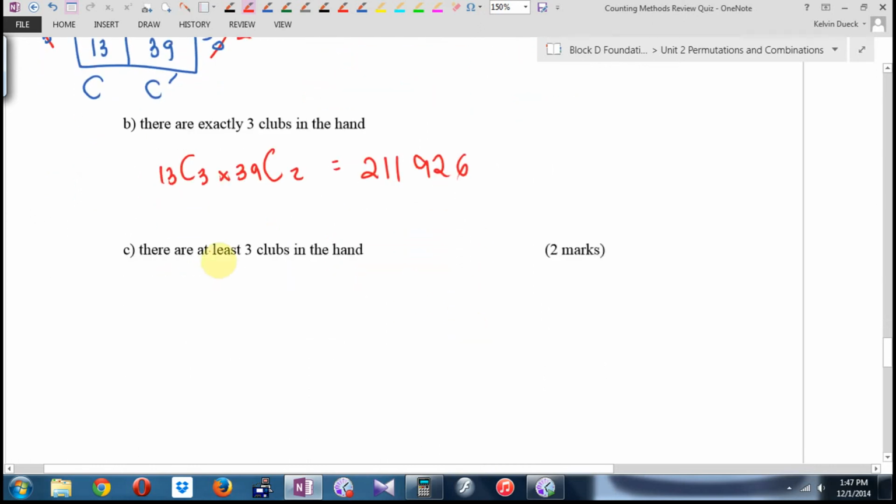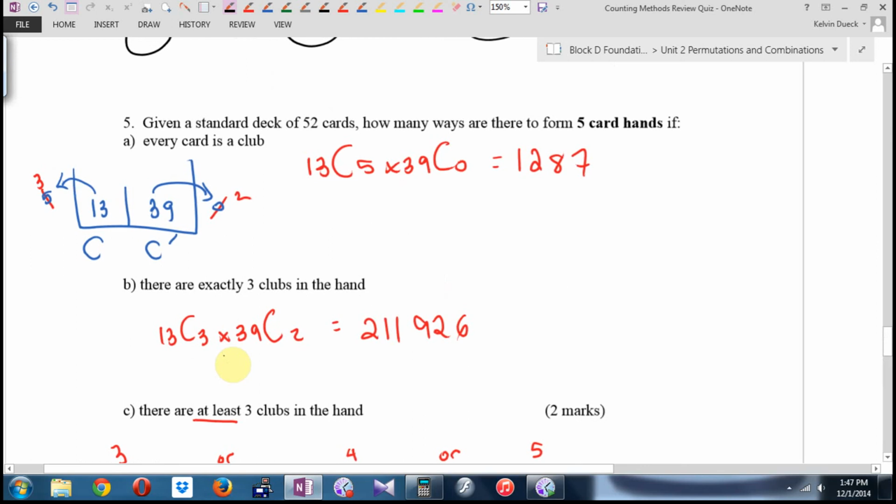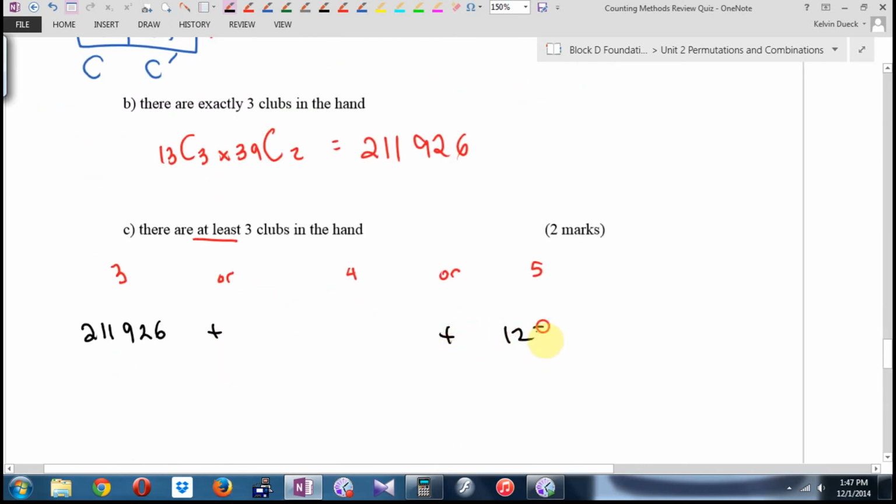Oh, at least 3 clubs. That's going to mean 3 or 4 or 5. Grayson, 3 clubs I just did: 211926. And 5 clubs I did earlier: 1287. You could rewrite them, by the way, but I cleverly noticed that I'd done more than half of the work already. So really, I just got to get 4 clubs, which is going to be 13 choose 4, and 39 choose 1.